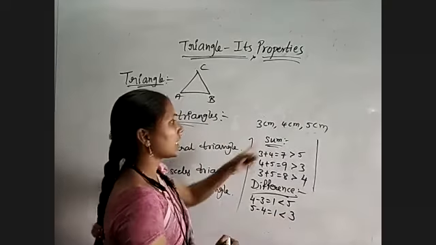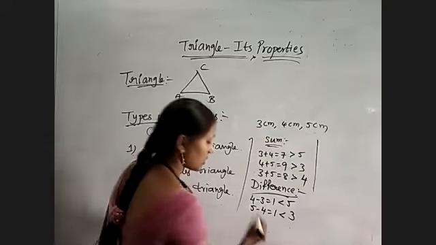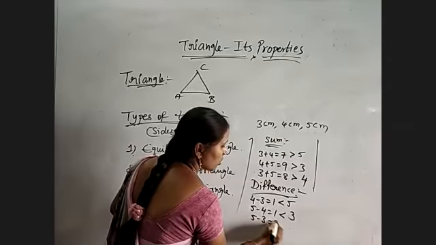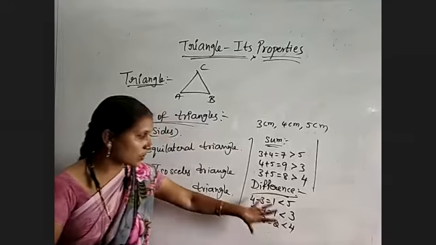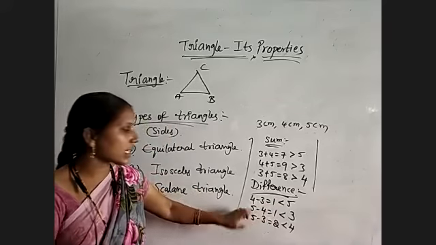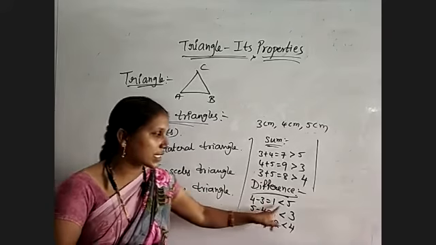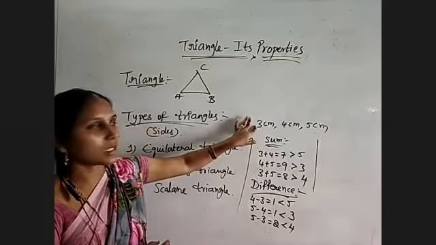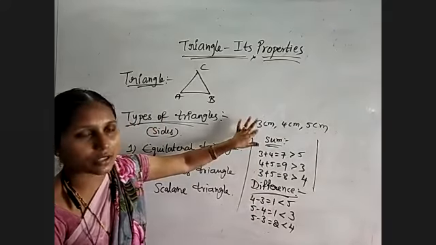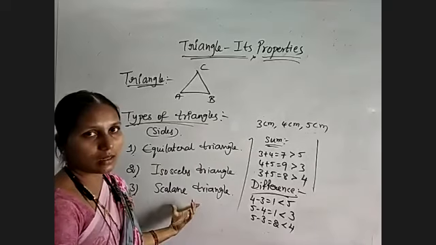Yes. And next, 3 and 5, 3 is lesser. So 5 minus 3 equal to 2. 2 is lesser than 4. Means in case of difference also, if you are considering any two sides, the difference is lesser than the third side. So we can form the triangle with the given measurements because all the measurements are different. So it is a scalene triangle. Okay.